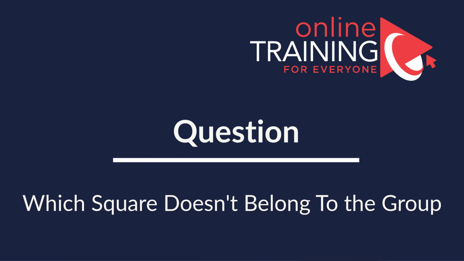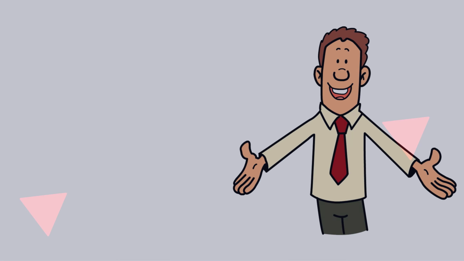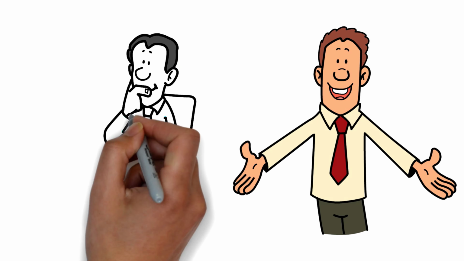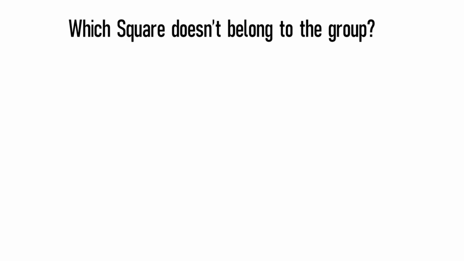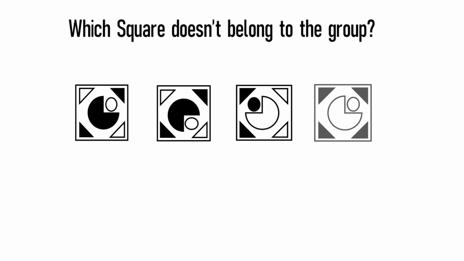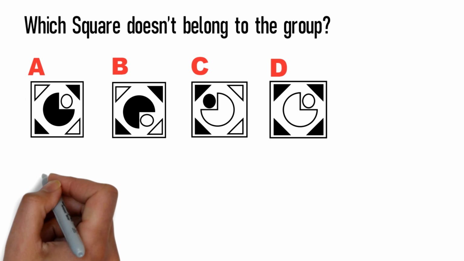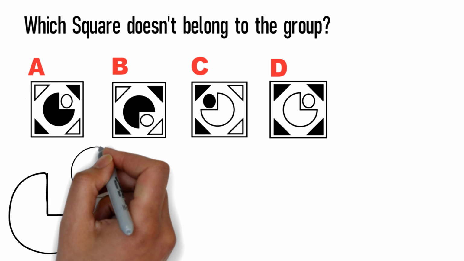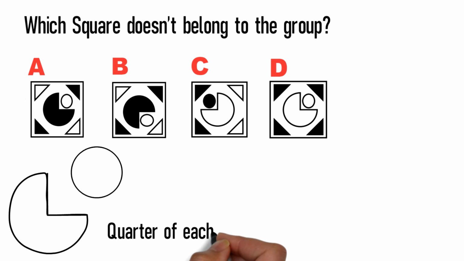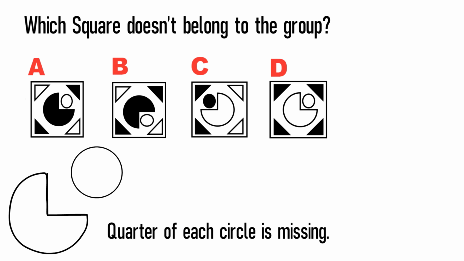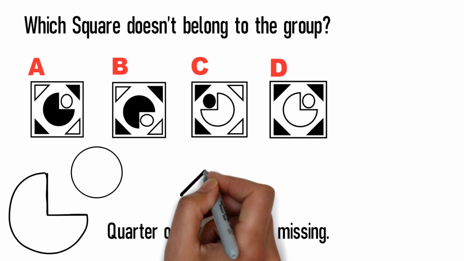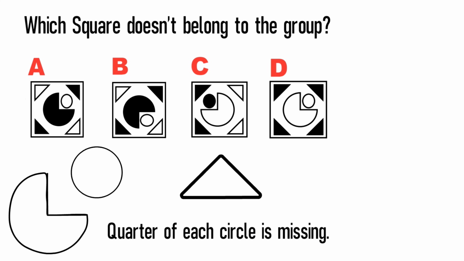I'm excited to take advantage of the opportunity and share with you how to solve these types of problems on the test. Typically, when you get a problem, you need to determine which object does not belong to the group. In this particular case, you need to determine which square doesn't belong to the group. You're presented with 4 different squares, choices A, B, C, and D. Each square contains 2 circles inside. In the large circle, a quarter of the circle is missing, and instead replaced with the small circle. All squares also have triangles in the corners.